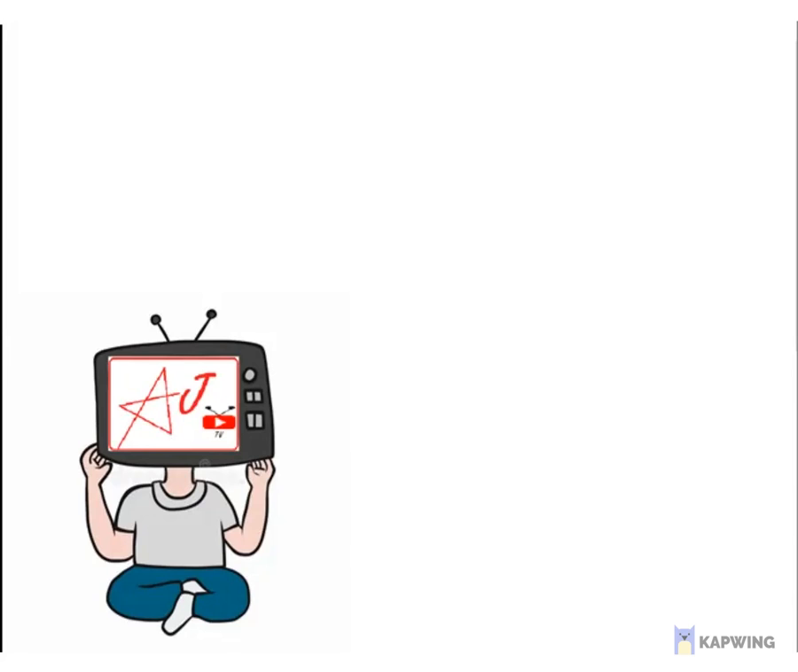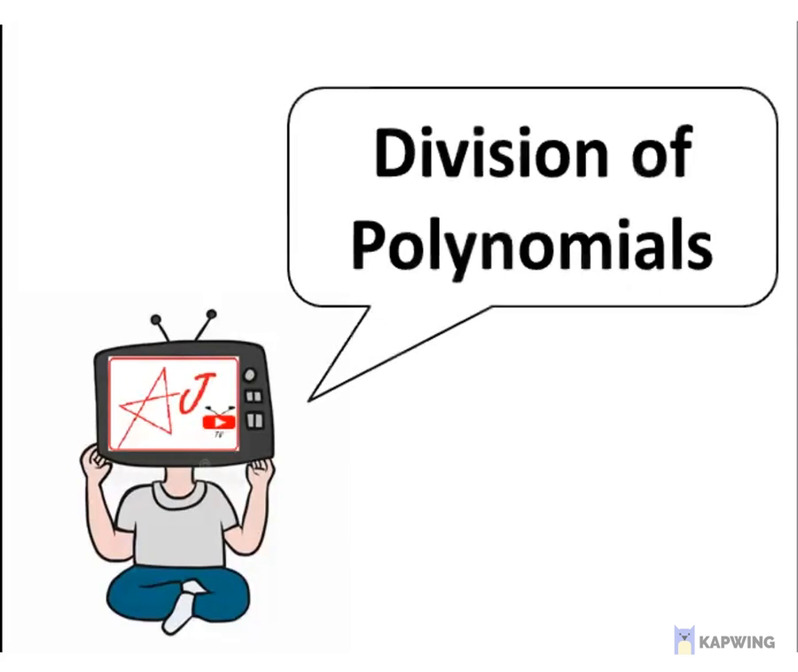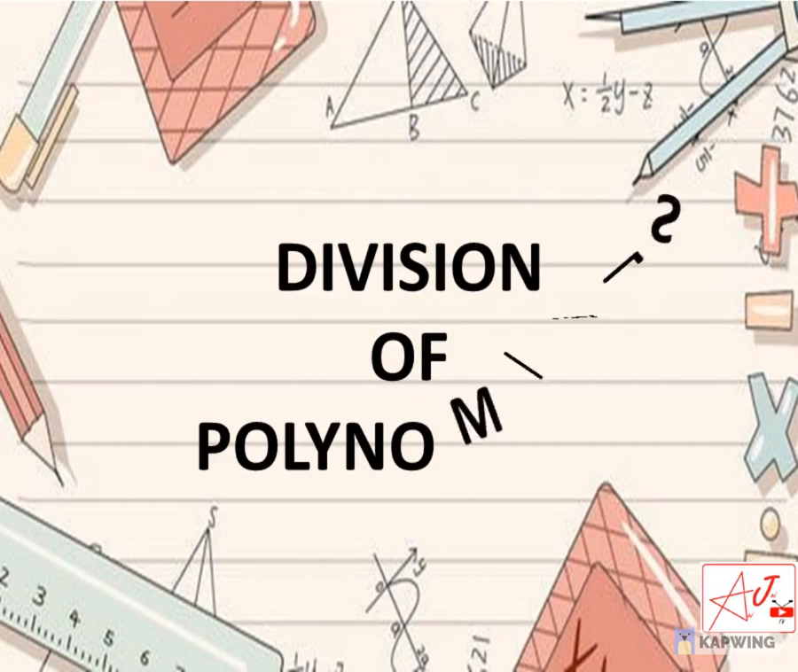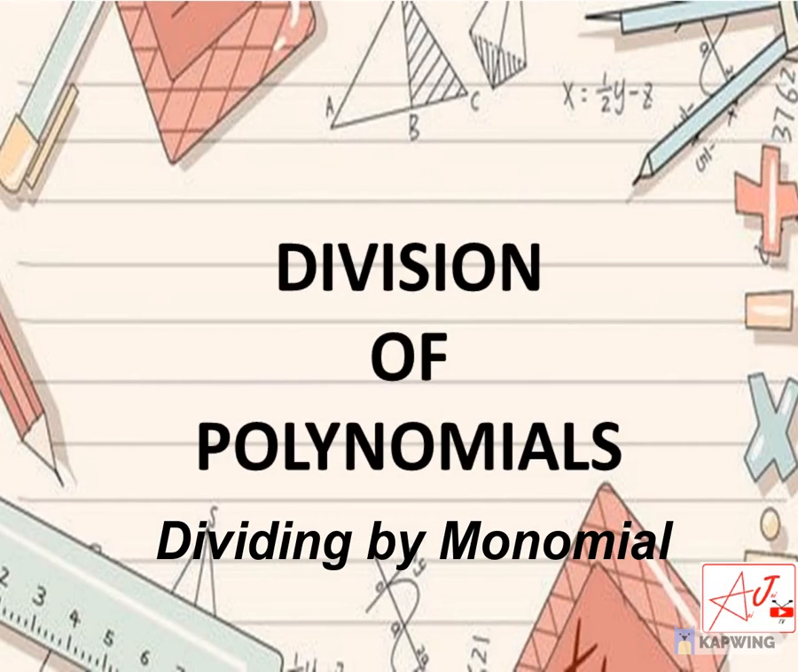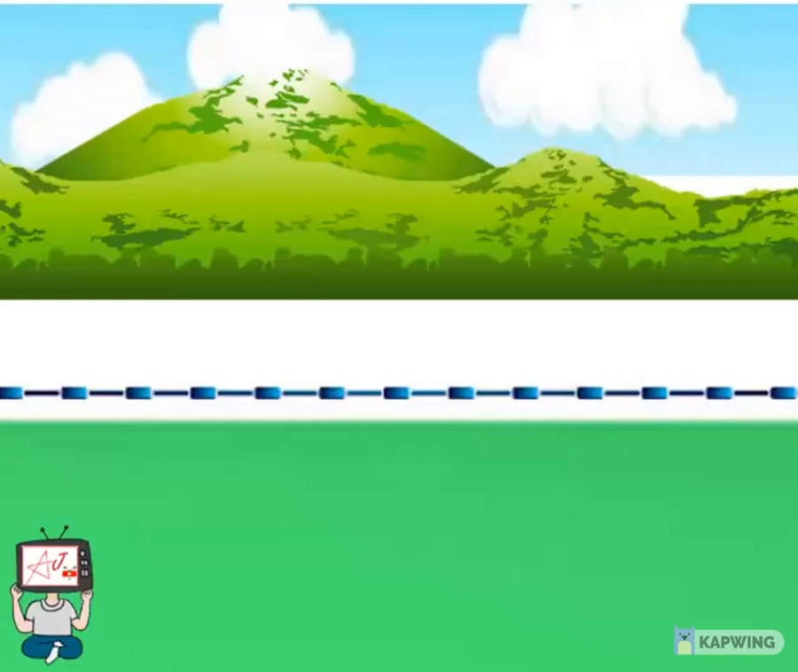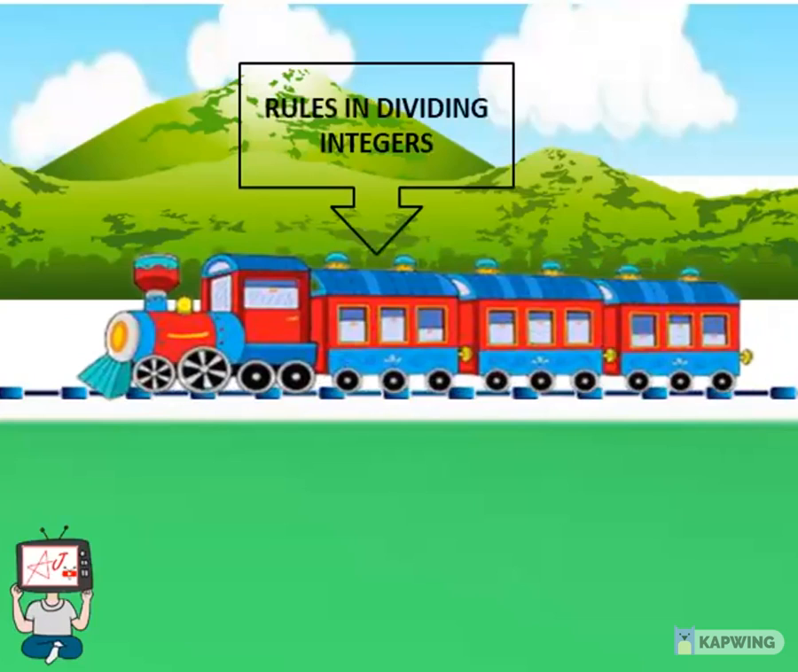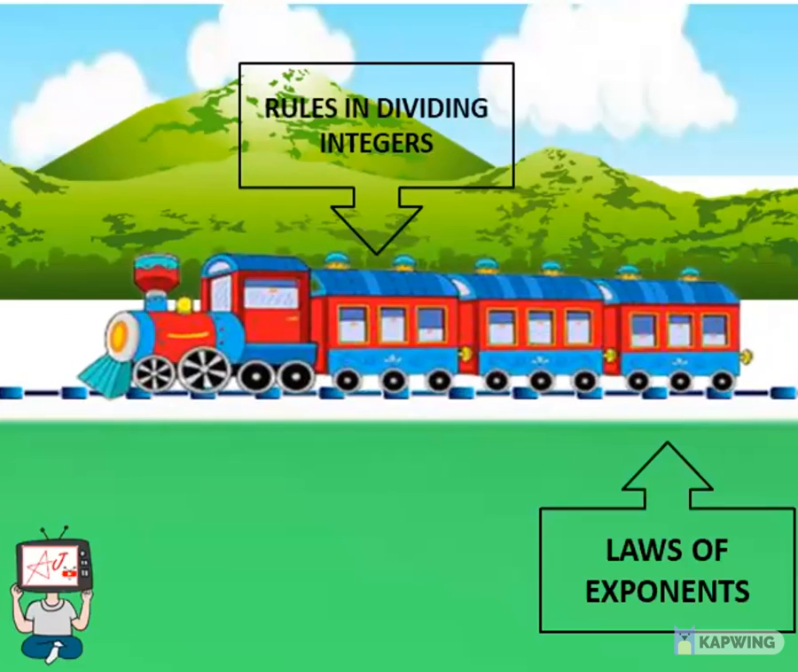And for today's video, we're going to talk about division of polynomials. To divide polynomials, like in multiplication, we need to understand two things. And what are those? Number one, rules in dividing integers. And number two, laws of exponents.